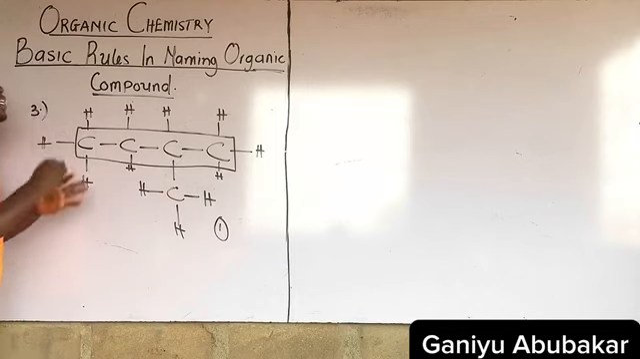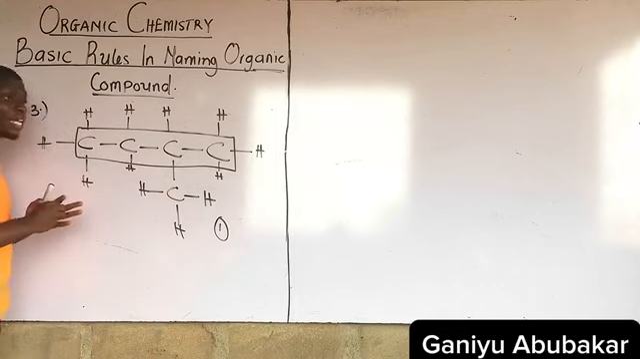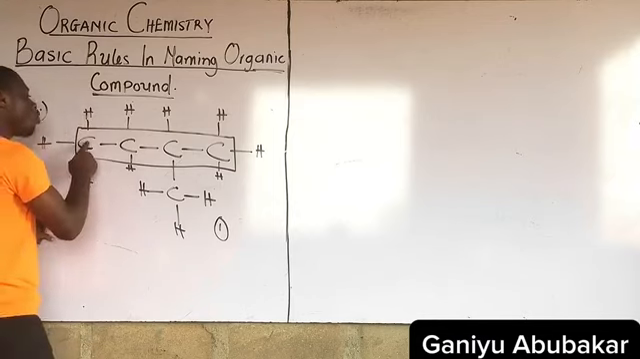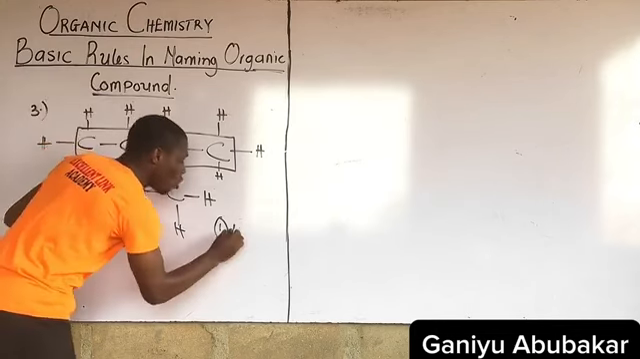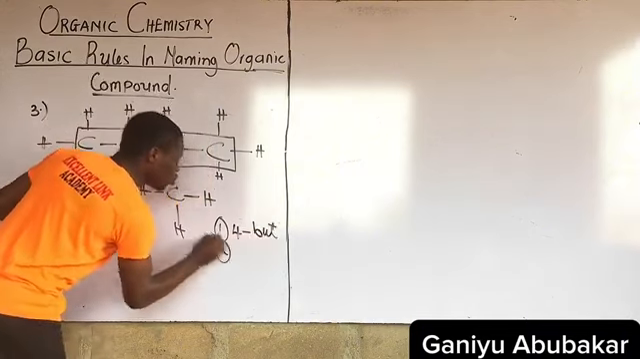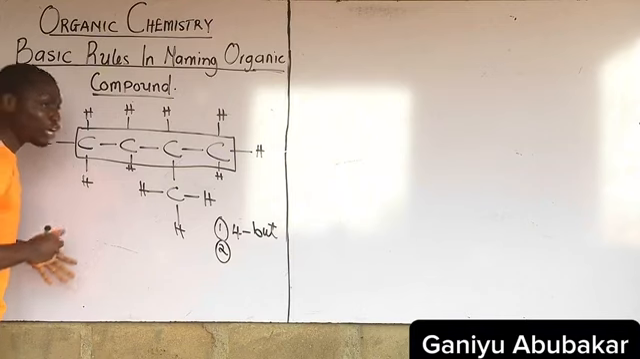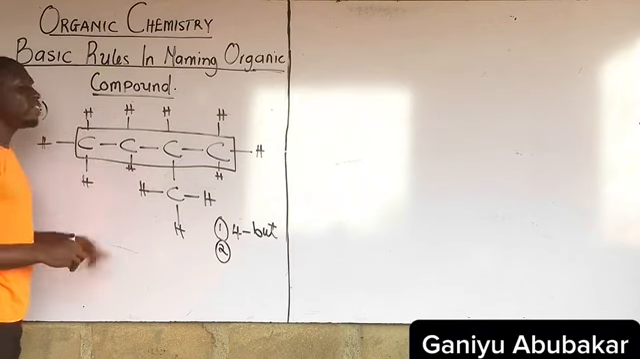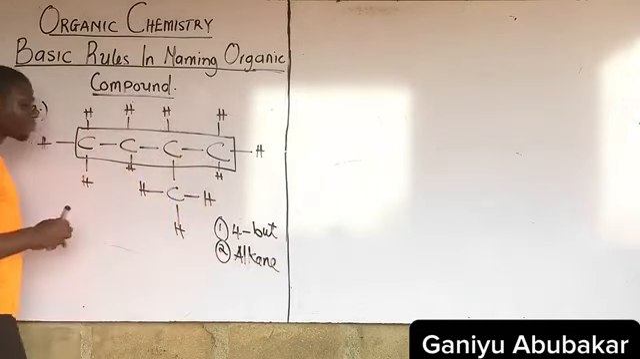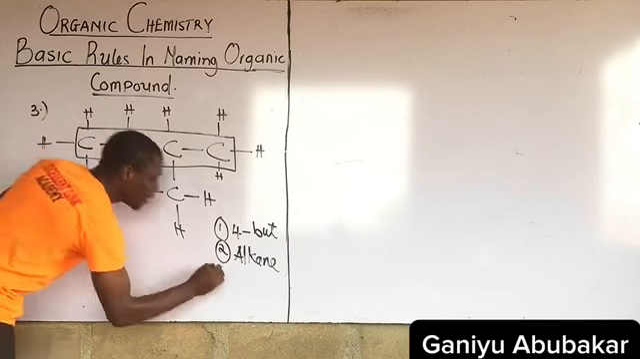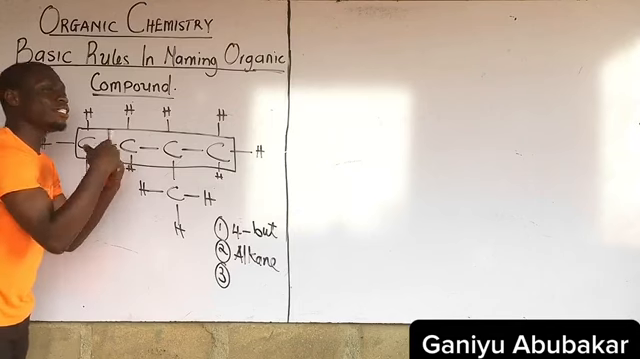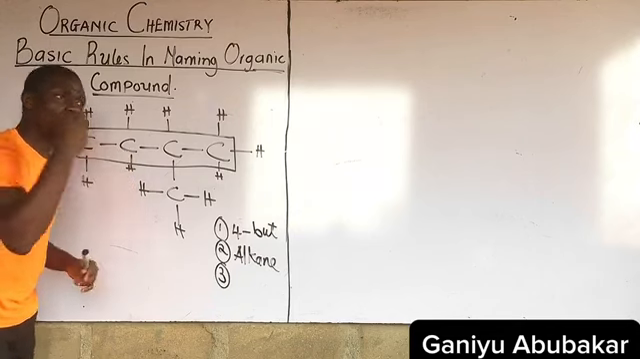We said rule 1 says select the longest continuous carbon chain as the root hydrocarbon and count the number of carbon atoms contained. I have 1, 2, 3, 4, four carbon atoms. What do we call four carbon atoms? We call it but. Rule 2 says identify the functional group. This is a single bond, represented by the alkane. So I have alkane as my second consideration here. Rule 3 says our task is to figure out the substituent.